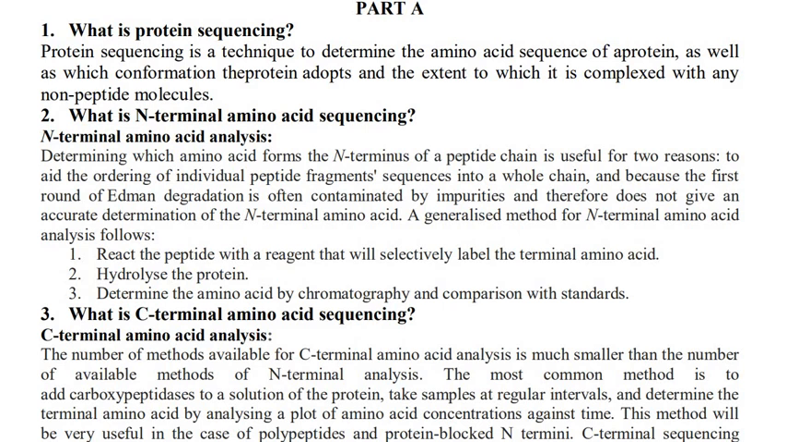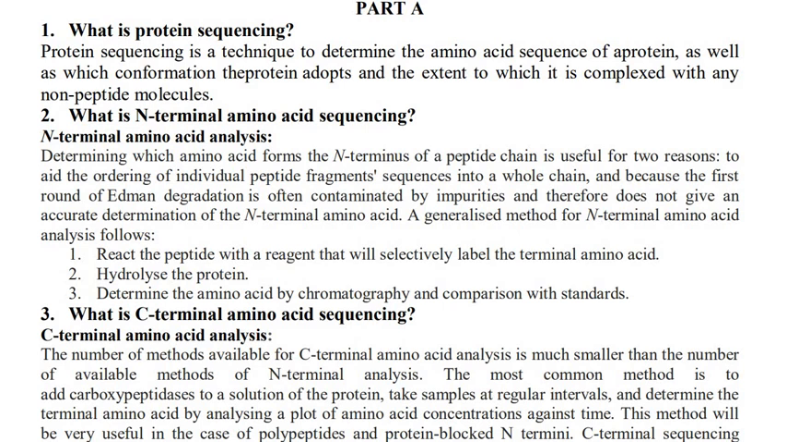The second question is, what is N-terminal amino acid sequencing? This is a very important question. N-terminal amino acid analysis, determining which amino acid forms the N-terminus of a peptide chain, is useful for two reasons: to aid the ordering of individual peptide fragments' sequences into a whole chain.